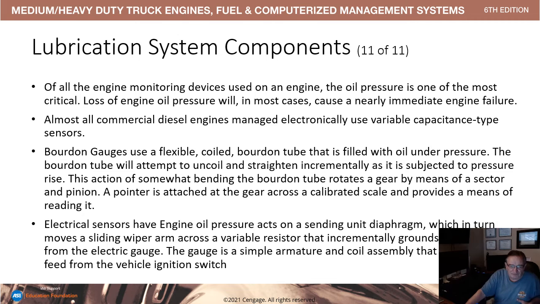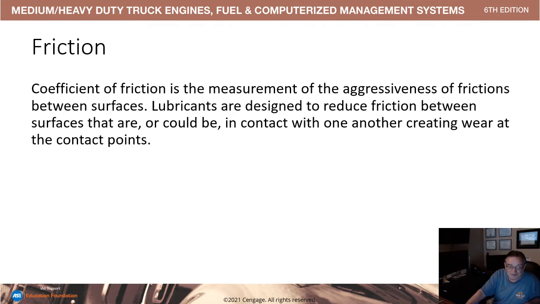Of all the engine monitoring devices used on an engine, oil pressure is one of the most critical. Loss of engine oil pressure will, in most cases, cause nearly immediate engine failure. With electrical sensors, engine oil pressure acts on a sending unit diaphragm, which in turn moves a sliding wiper across a variable resistor that incrementally grounds out a feed from the electric gauge. This gauge is a simple armature and coil assembly and receives feed from the vehicle ignition circuit.